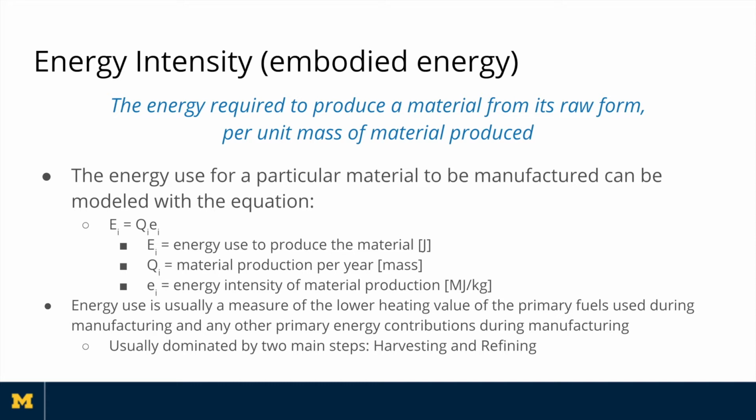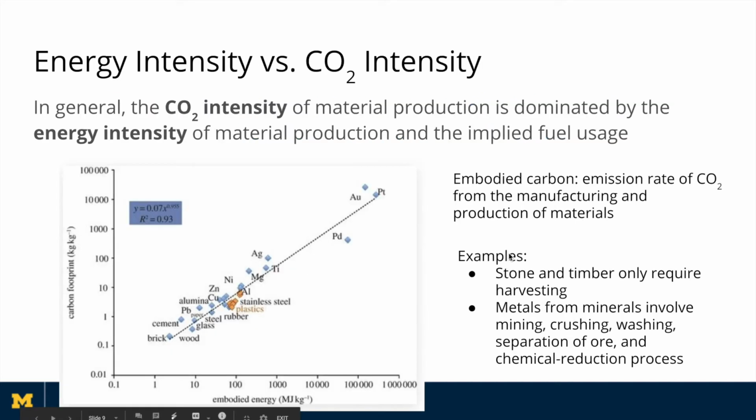Okay, but how does the energy intensity of the material impact emissions? Funny you should ask. In general, the carbon dioxide intensity of material production is dominated by the energy intensity of production and the implied fuel usage. The CO2 intensity, or embodied carbon, of a material can be thought of as the carbon footprint related to the manufacturing and production of that material or product. This figure shows the strong correlation between the two.